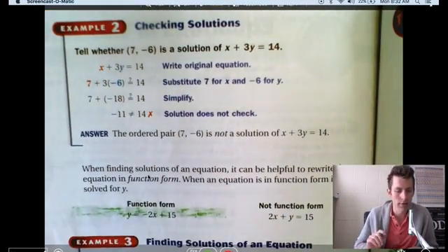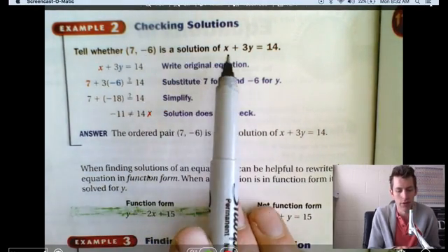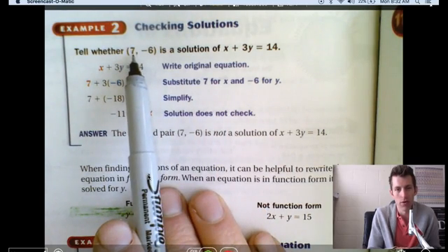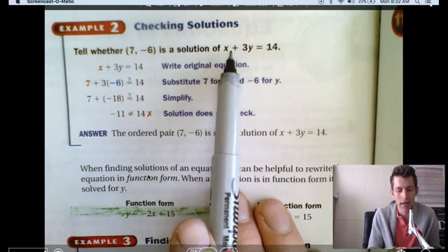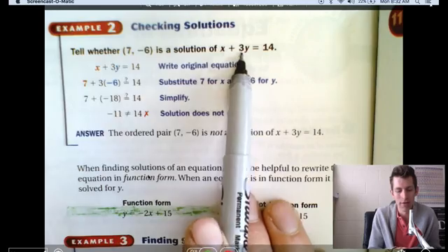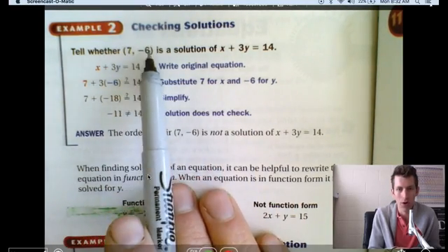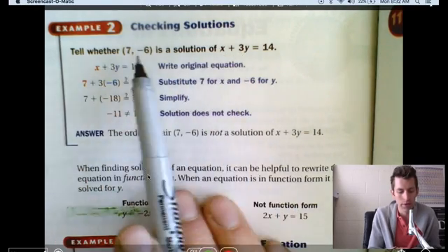Can you tell whether or not this solution that you're given is a solution of this equation? Well, the first number in an ordered pair always represents the x. If your equation has an x and a y in it, then the ordered pair is always ordered like x and then y. So we've got to put 7 in there, -6 in here. So that's what they do.